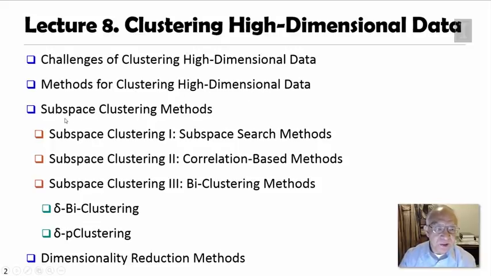Especially, we will discuss subspace clustering methods, including subspace search methods, correlation-based methods, and bi-clustering methods. Within bi-clustering methods, we are going to discuss delta bi-clustering and delta p-clustering. We also briefly introduce dimensionality reduction methods.